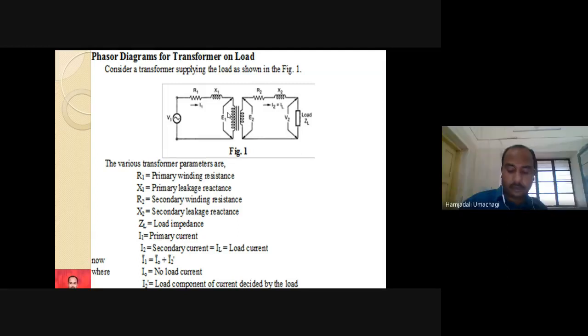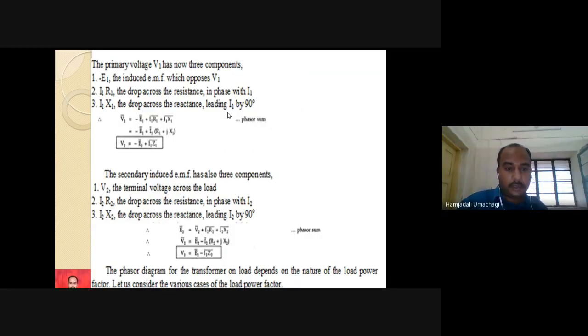Okay, fine. So now this is the KVL equation, primary voltage on the primary side, and this is the secondary voltage on the secondary side. V1 is equal to minus E1 plus I1 into R1 plus I1 into X1. Similarly, load voltage V2 is equal to total secondary induced EMF voltage E2 minus drop across secondary resistance and reactance. Now for this equation and for this equation, you have to develop the phasor diagram depending upon the connected load.